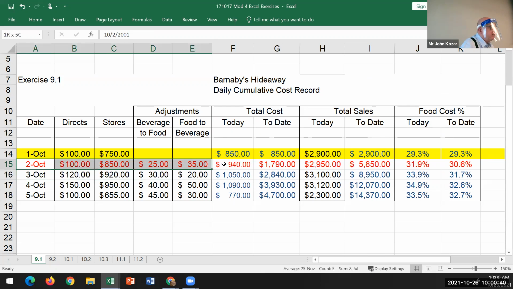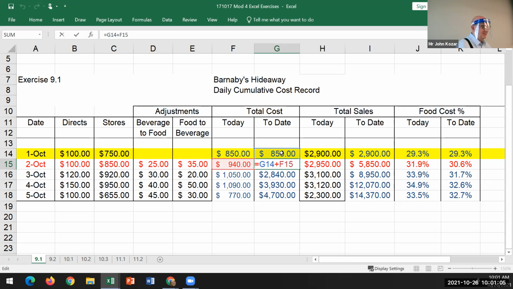Now these are the figures for today. So we add the directs and the stores together. Beverage to food gets added in, and then food to beverage gets subtracted out. That gives us our total of $940 of food cost for today. And then this box here is just to date added to today. So the 850 plus the 940 gives us 1,790.